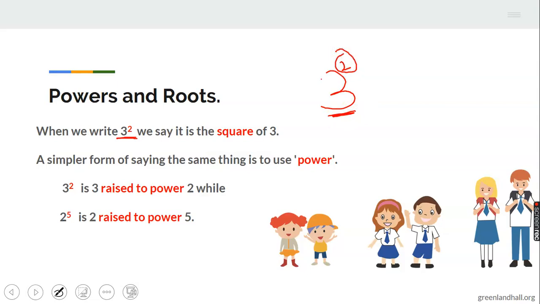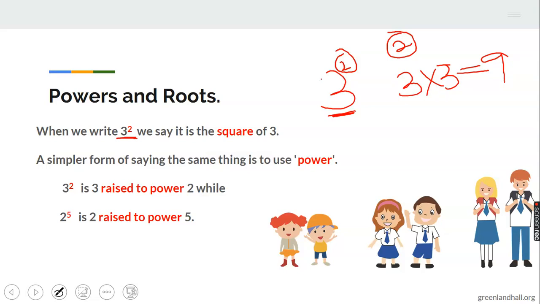So when we say 3 raised to power 2, we say it is the square of 3. Anytime you see raised to power 2 on top of a number, it means the square of that number. That is, you multiply the number by itself. So you have 3 in 2 places. And when you multiply a number by itself, then it is called square. So in this case, 3 raised to power 2 is 3 times 3, which is 9. So we can say 9 is the same thing as 3 raised to power 2.